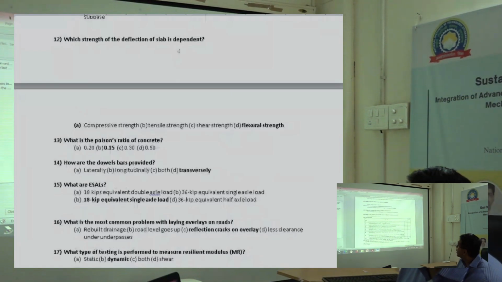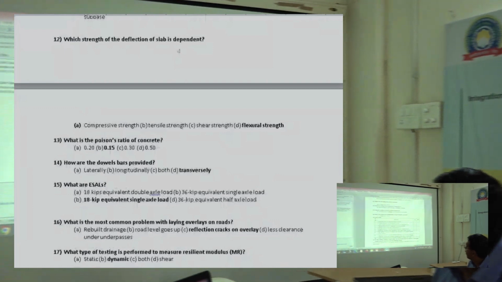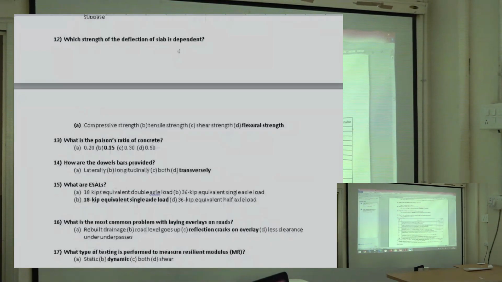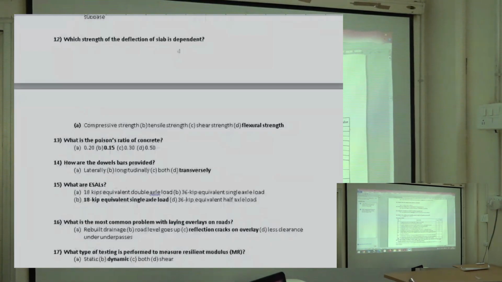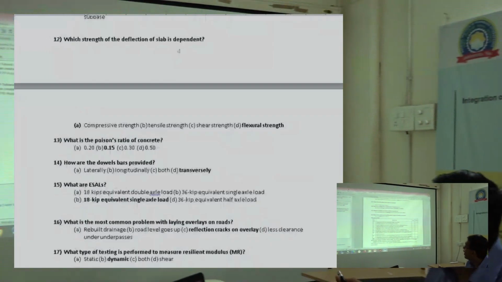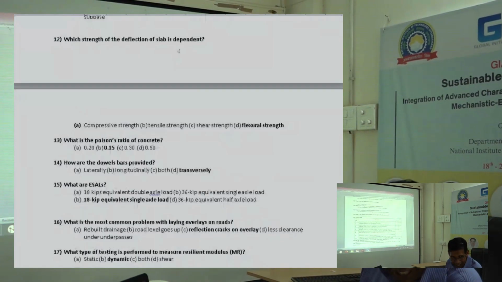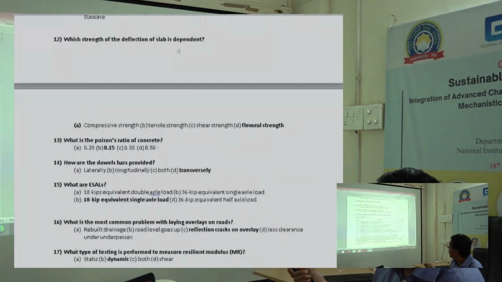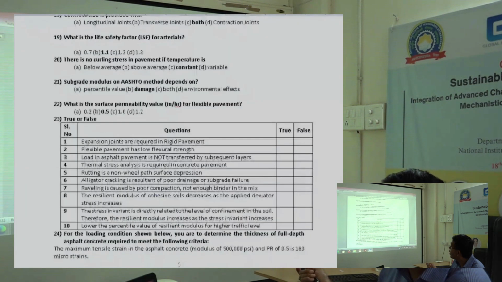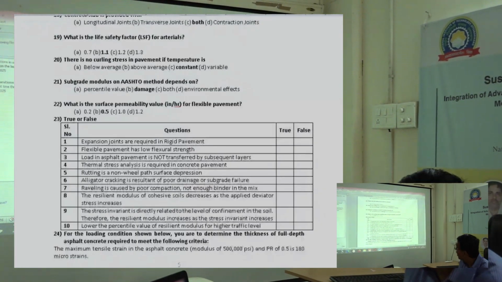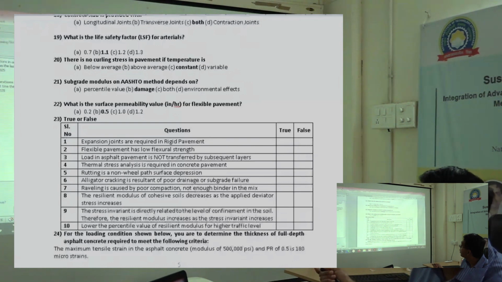Flexible pavement has low flexural strength. False. Okay. Load in asphalt is not transferred by subsequent layers. False. It's transferred through what? In asphalt, grain to grain load transfer, correct? Thermal stress analysis is required in concrete pavements. For reinforcement, right? And for design, we saw there was no temperature in design, only erosion and that. Rutting is a non-wheel path surface depression.